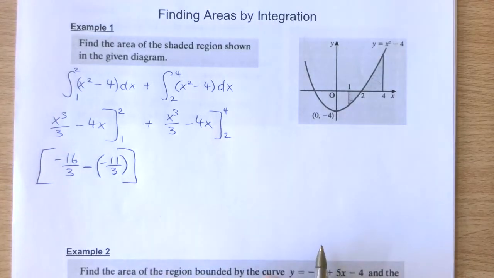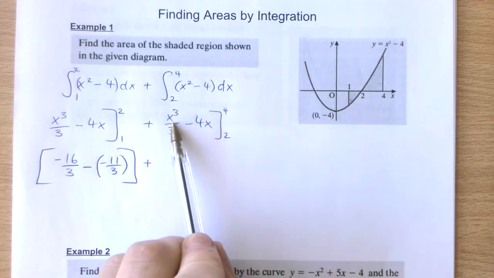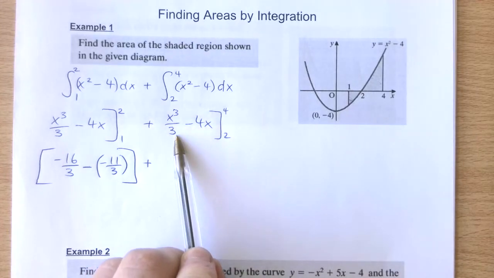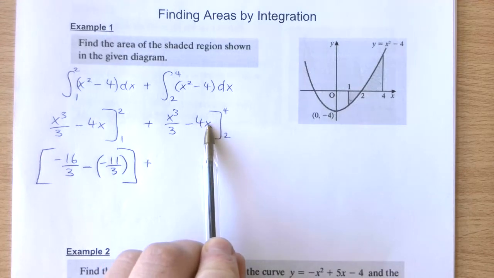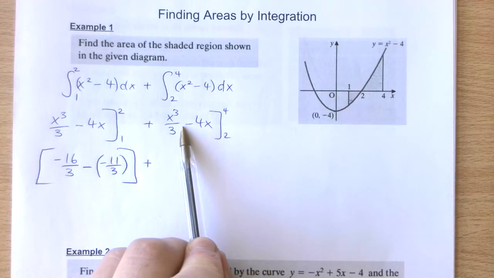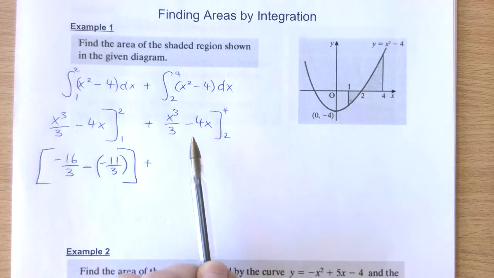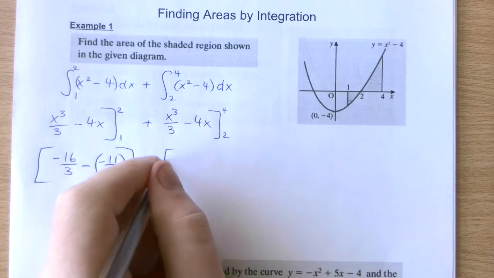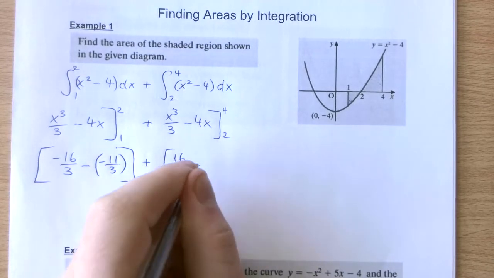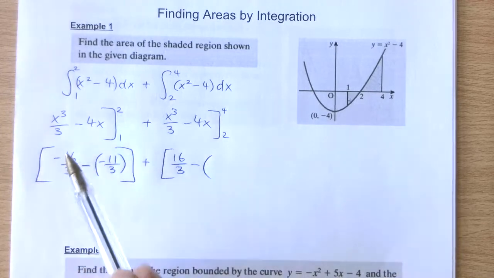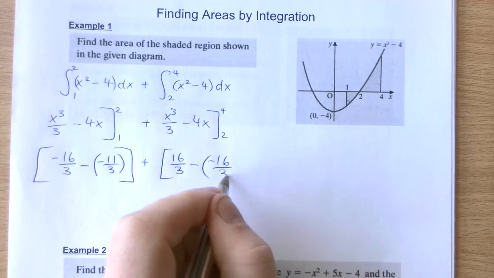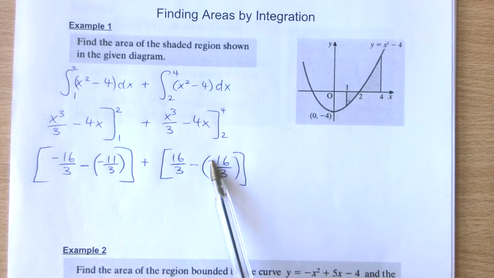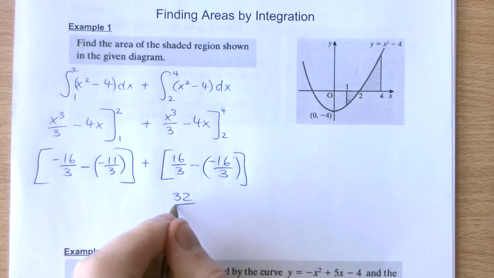So that's one part. And then for the other part, it's going to be 4 cubed over 3. And then minus 4 times 4. So the answer to that part is going to be 16 over 3 for the first one. And then it's minus the area of the second one. We've already calculated that, which is minus 16 over 3. So then it's going to be 16 over 3 plus, minus by minus is a plus. So that part's going to be 32 over 3.